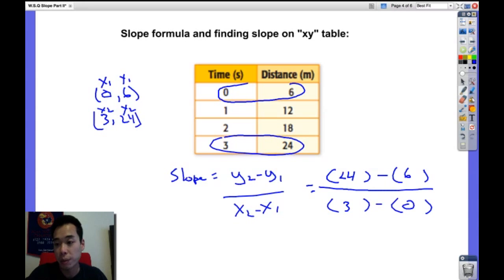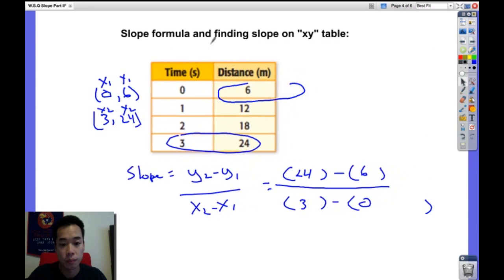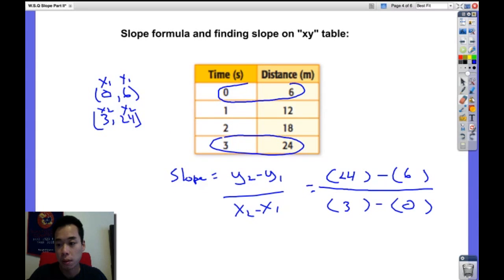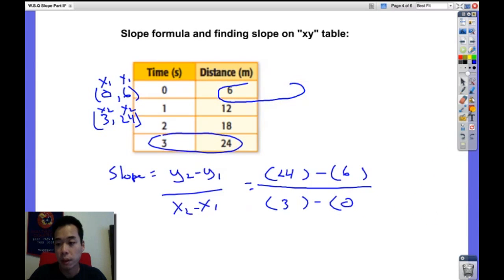And then here, let me move things over a little bit. There we go. And then I have 24 minus 6 is 18, over 3 minus 0 is 3. 18 over 3, my slope is 6. And that's how you use the slope formula.